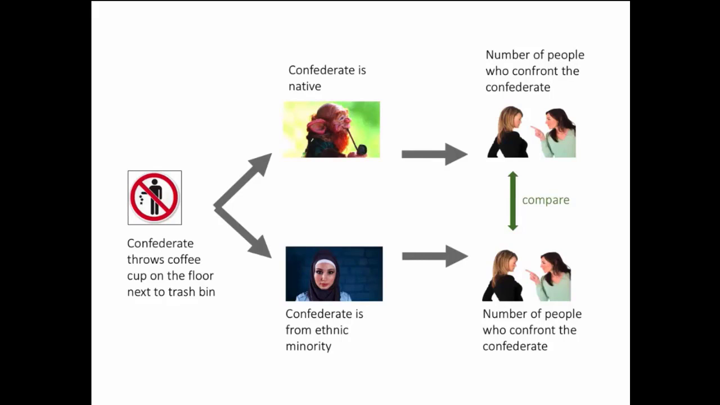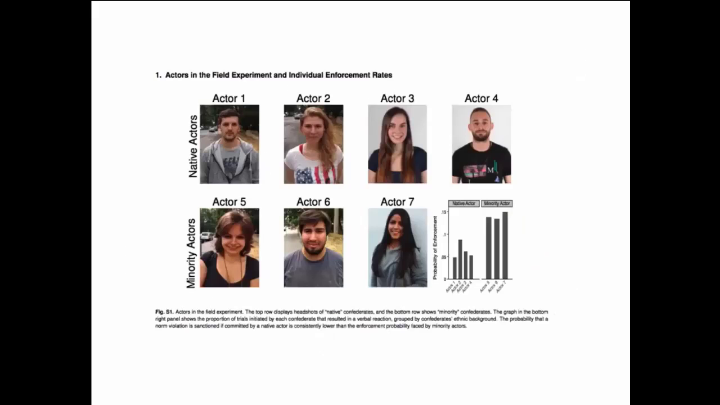And at the end, they simply counted how many times people approach the Confederate and sanction that person for violating the norm. It's like how many times do they enforce the norm. So the only difference is that the Confederate looks different. In one case he looks like the native, in the other case it's the ethnic minority group. And now these are the actors that they used. Like the top row, apparently they look German, I don't know. And the bottom row, apparently they look like they are from an ethnic minority.